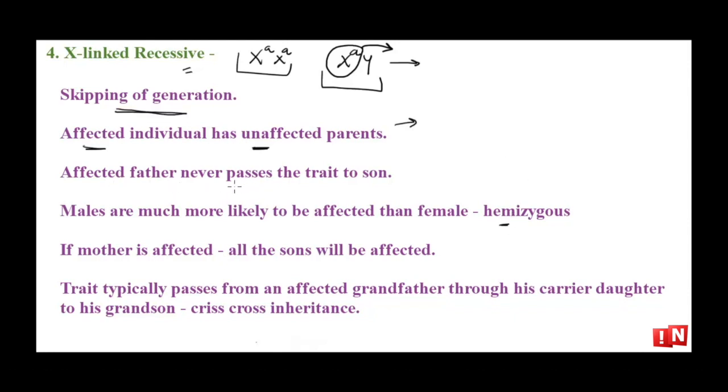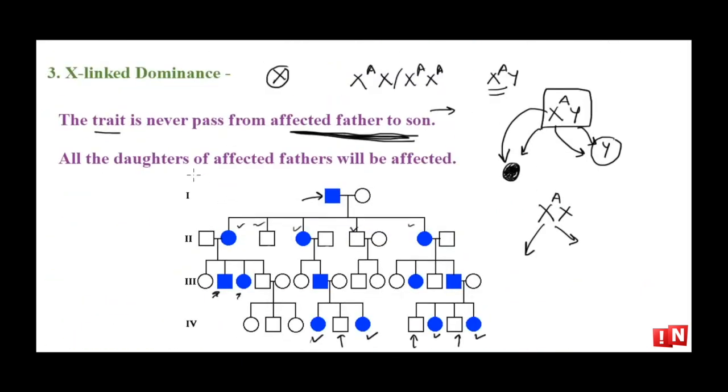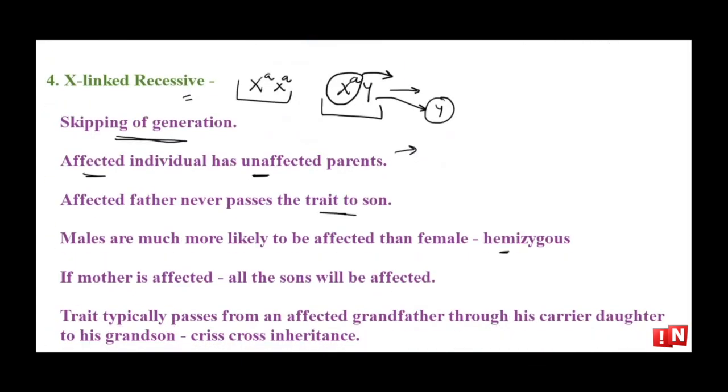An affected father never passes the trait to the son. We just saw it above, because an affected father is going to give the Y chromosome to the son, so all the sons are going to be normal no matter what. But as we saw before, an affected father has all affected daughters. Will that be true in this case? No, because we are talking about recessive conditions. So if this male is affected and gives this X chromosome to a daughter, and if the mother is unaffected, she is going to give this X chromosome which is normal, so the daughter is going to be normal, a carrier but normal.